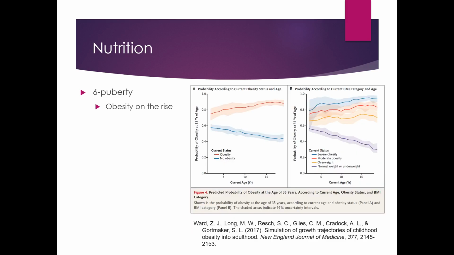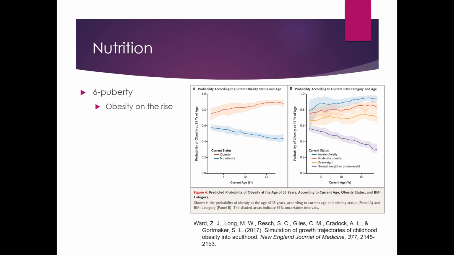Now this I got from a study that was reported in the New England Journal of Medicine, that there are two different kinds of things being reported on these two panels. So let's look to the left panel to start off with, and that's the probability of being obese at 35 years of age according to the person's current obesity status and their current age. So the blue line on the left panel is among people who are not obese at initial testing, and the red line is people who were obese at initial testing.